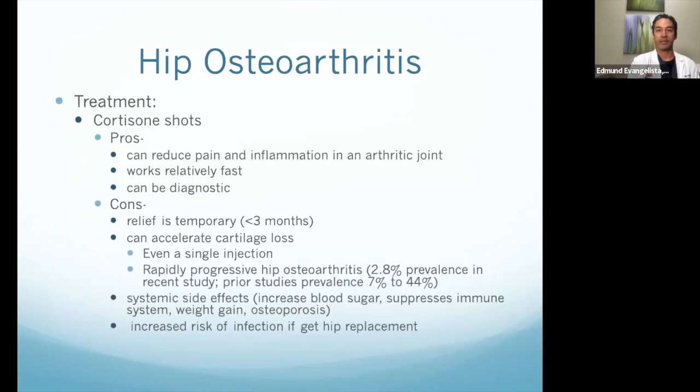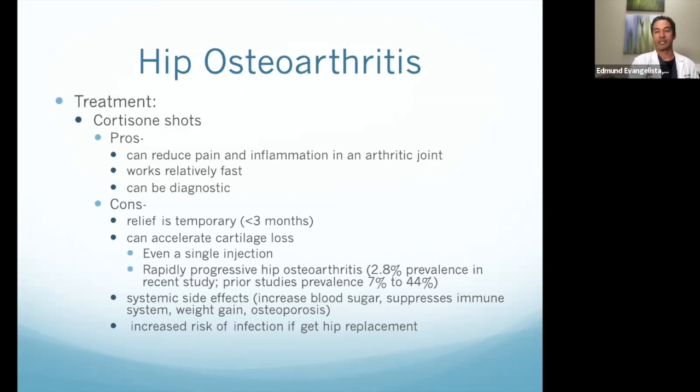Then we have the injection therapies for the hip. Cortisone injections have been a mainstay of treatment for hip arthritis for many years. The pros are that it can reduce pain and inflammation in the arthritic joint. It works relatively fast, easy to do in the office, and they can be diagnostic as well.